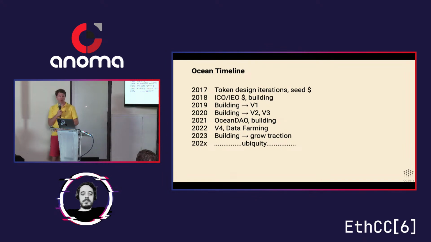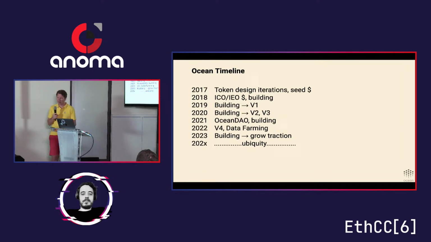A bit of the feel of the Ocean timeline. In 2017 was when we did the initial token design iterations. We raised seed money in the tail end that year. In 2018, we had the IEO and ICO and building. 2019, lots of building leading to our V1. 2020, we actually released our V2 and our V3, so extra busy year. 2021 was when the Ocean DAO first came out for grants and kept building. And then our V4 data farming. And this year, it's all about just building and growing traction.